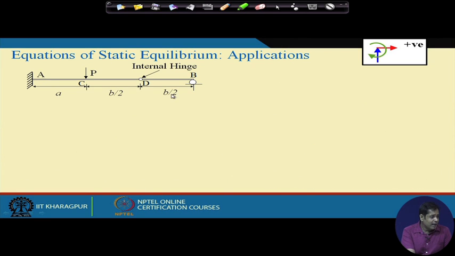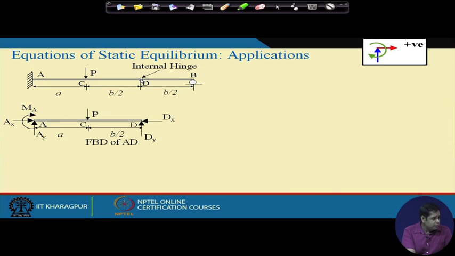Before that, let us see, in the same structure, we provide one internal hinge here. Let us see what happens if you provide the internal hinge. Again draw the free body diagram of this part AD and then the free body diagram of this part BD. Now, what would be the free body diagram of this part? This support will be represented by these three forces.